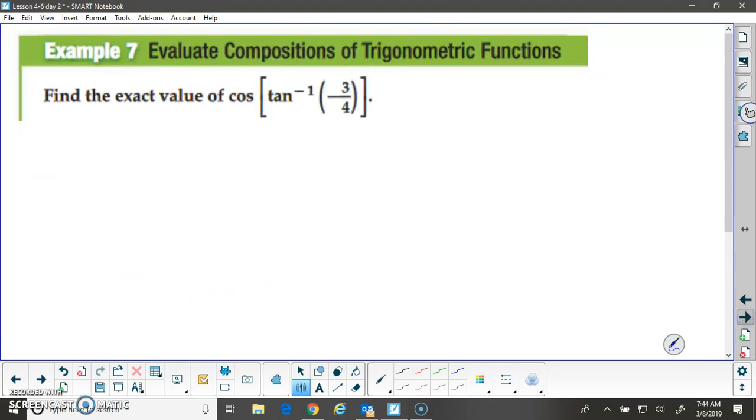Now sometimes you're given a value like this one that's not on the unit circle. So this says cosine of tangent inverse of negative 3/4. So I'm going to draw a reference triangle. And since tangent inverse is restricted to the first and fourth quadrants, I'm going to draw a reference triangle in the fourth quadrant because my value is a negative 3/4. I'm going to put a negative 3 on the opposite and 4 on the adjacent. This would allow me to find the hypotenuse using the Pythagorean theorem, which would be 5. And now that we have that reference triangle, we find the cosine, which is 4/5.